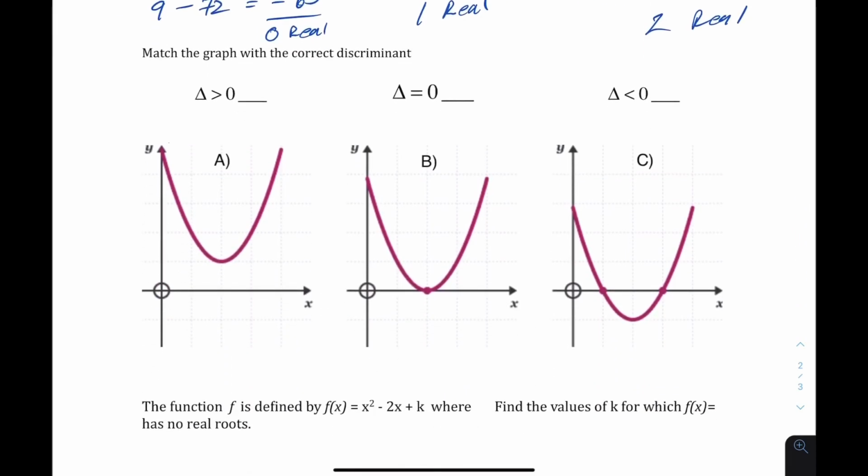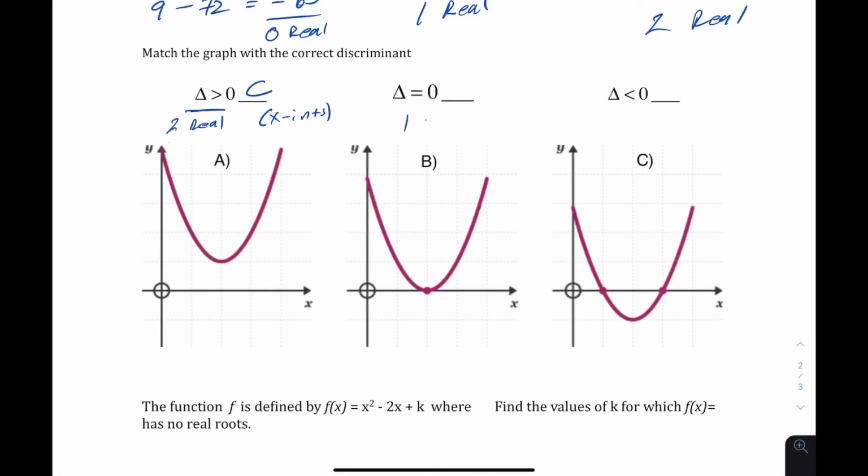Match your graph with the correct discriminant. So remember, when the discriminant is greater than 0, you have 2 real solutions. Real solutions in graphs, it's just x-intercepts. That's all it is. Just x-intercepts. Roots, x-intercepts, all that. So that means that this is C. Probably should put the C right here, which is where it's supposed to be. There you go, C. 2 real.